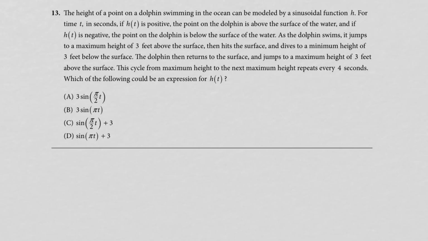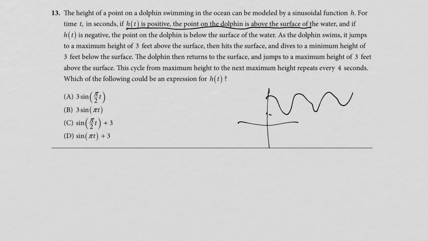Number 13, the height of a point can be modeled by a sinusoidal function. That's kind of like that. Okay, what do they tell us? If h is positive, the point on the dolphin is above the surface, and if h of t is negative, it's below. So this thing is going above and below water.